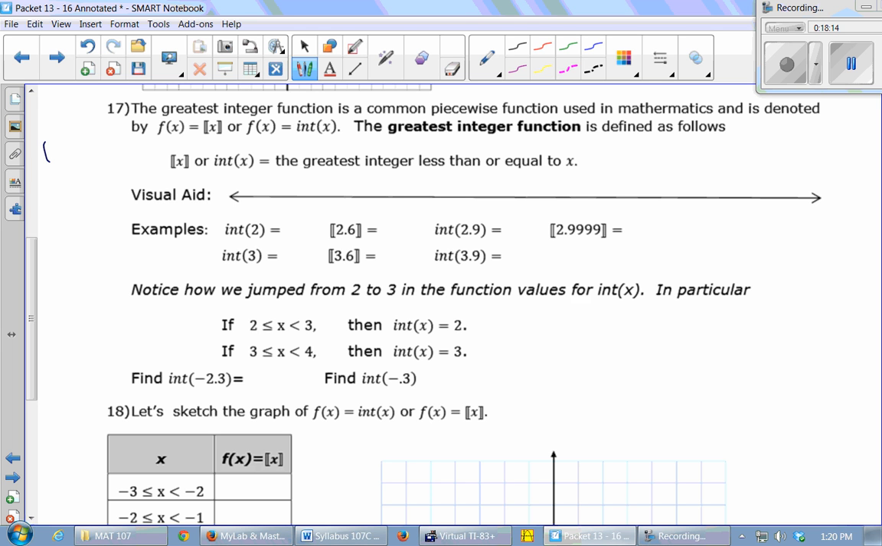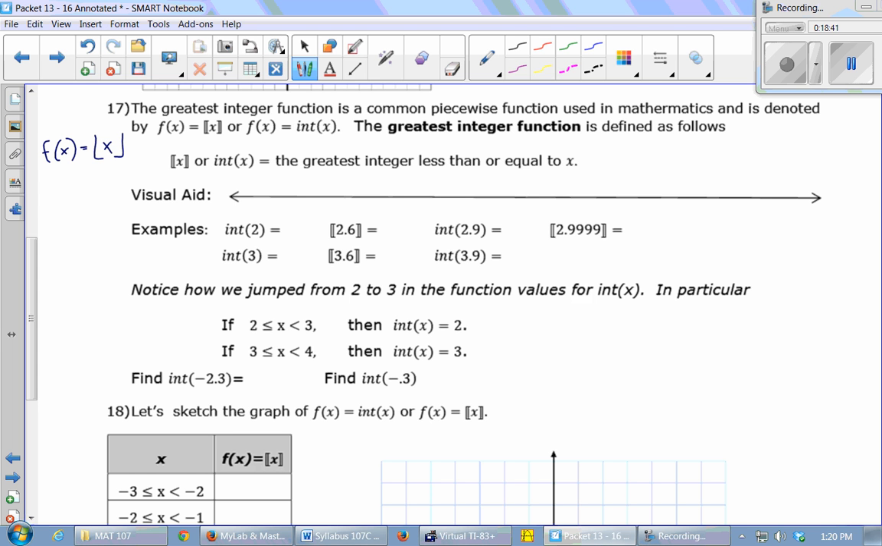Also, sometimes like this, little feet. And it basically means round down. Okay, it says the greatest integer that is less than or equal to x. So the biggest number that is smaller than the input. So round down. Okay.